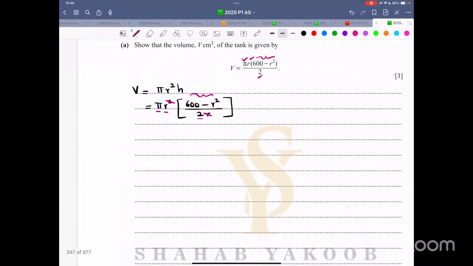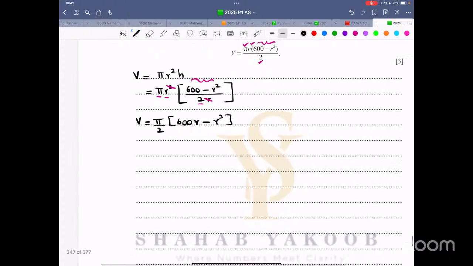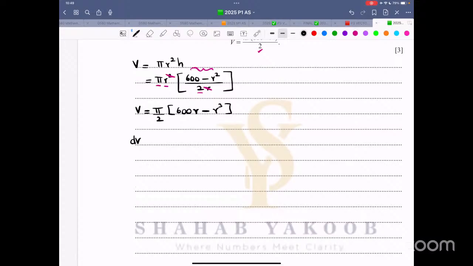So now let me just write one more step. That is pi, and this is pi over 2. And let's multiply out r. That is 600r minus r cube. That is necessary. So now dV by dr.